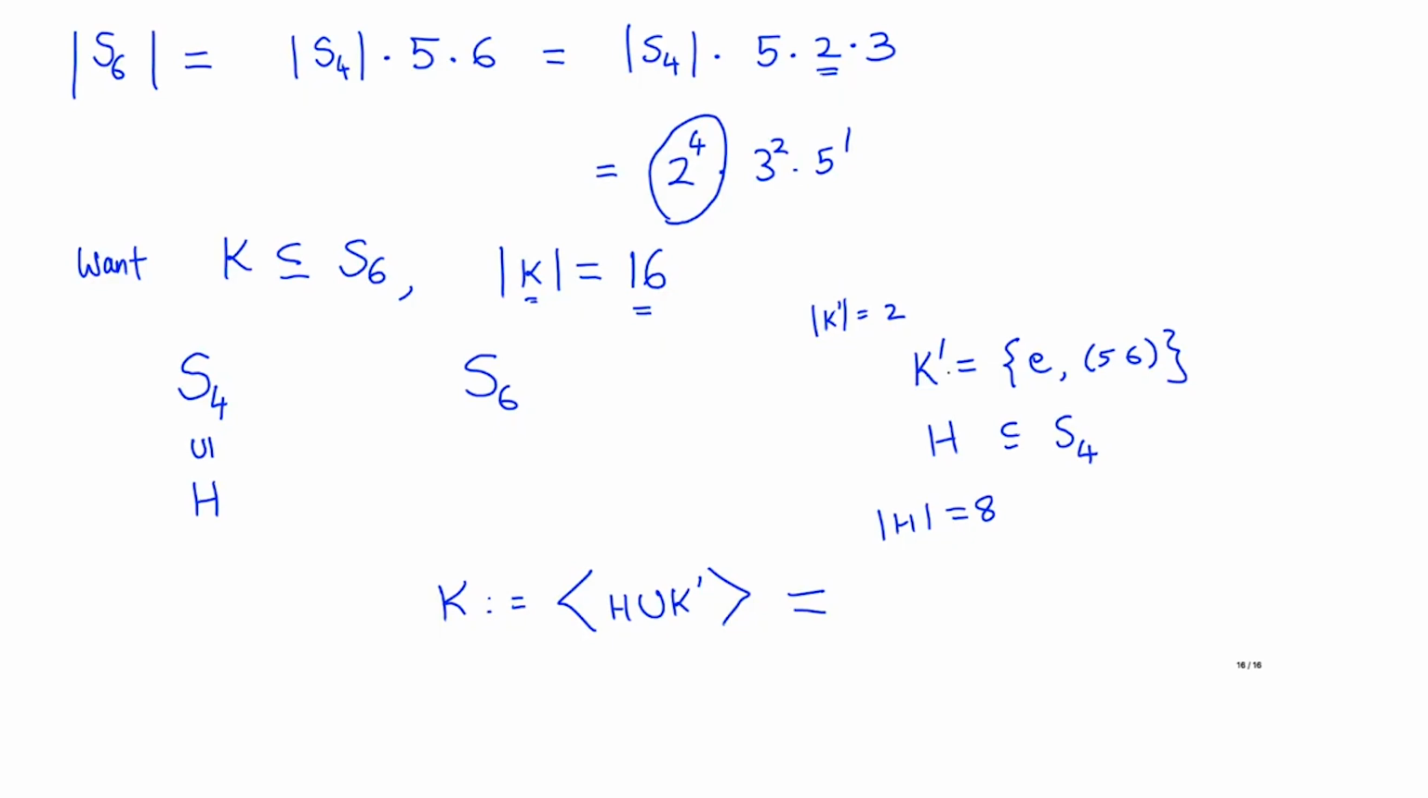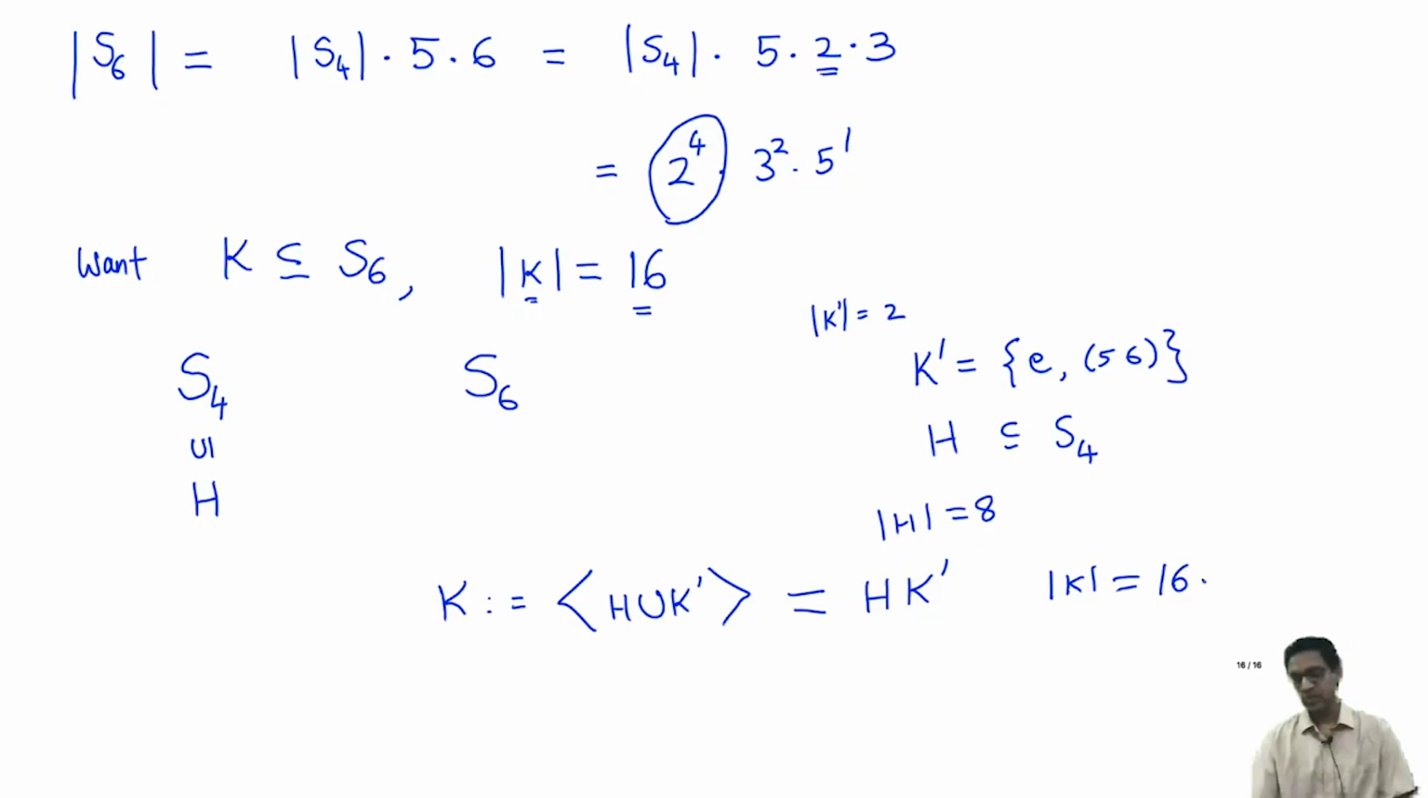Okay. So if you take their union and look at the subgroup generated, it's just going to be all possible products of elements from H and K prime. This is just going to be everything in H multiplied with elements of K prime, and so it turns out that this is exactly cardinality 16. So the cardinality of K turns out to be exactly 16.